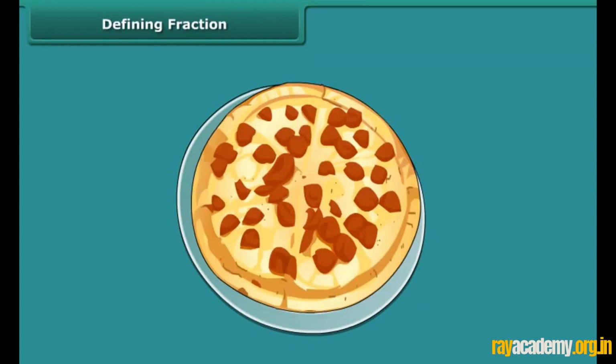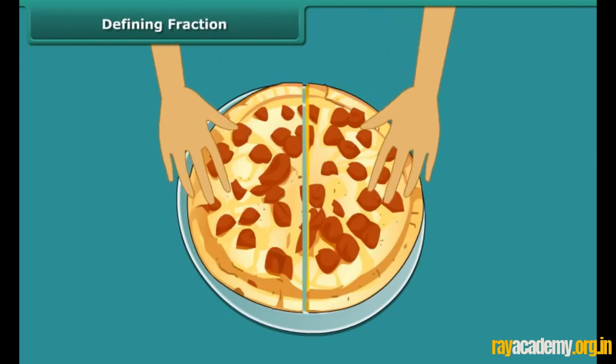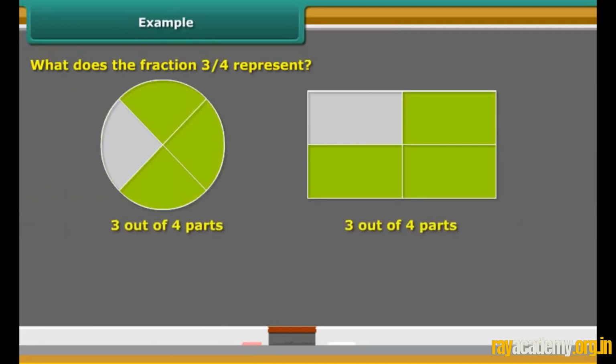1/2 means that one whole thing is divided into two equal parts, and one part out of these two parts is taken. For example, Ravi divides a pizza into two parts. What does the fraction 3/4 represent? It represents 3 out of 4 parts. The shaded part of each figure below represents 3/4 of the entire figure.